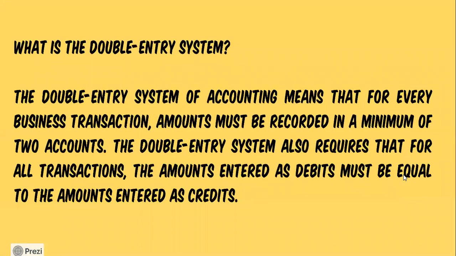What is the double entry system? The double entry system of accounting means that for every business transaction, amounts must be recorded in a minimum of two accounts. The double entry system also requires that for all transactions, the amounts entered as debits must be equal to the amounts entered as credits. Simply put, every business transaction should have a corresponding debit and credit account of the same amount.